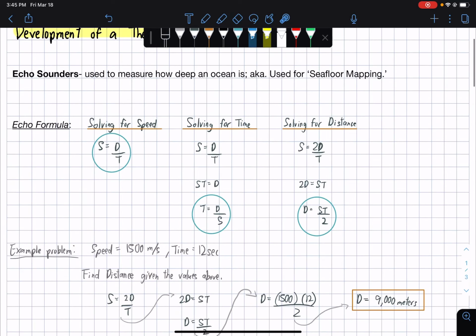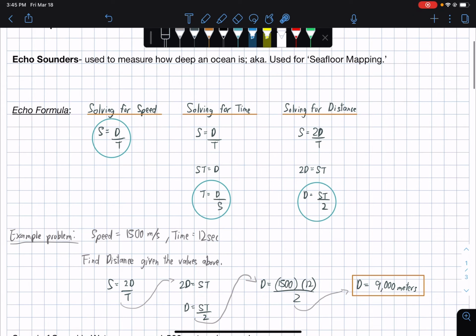So an example problem. Provided that we have speed, which is equivalent to 1,500 meters per second, and our time is 12 seconds, we have to find the distance given the values above. So we have speed and time. Of course, if we're going to find the distance, we'll be using this formula, which will basically end up to this, and we'll just substitute the values.